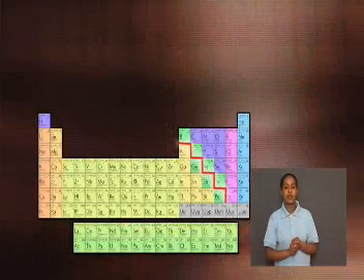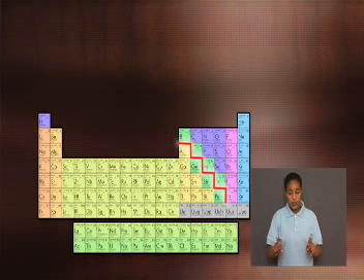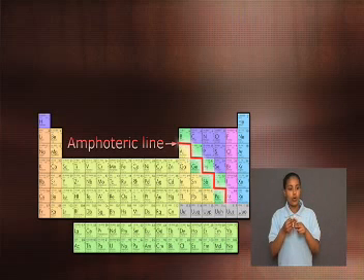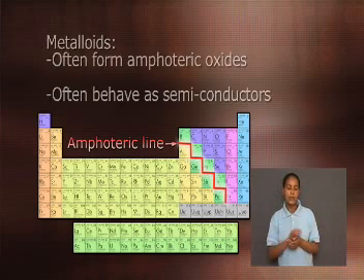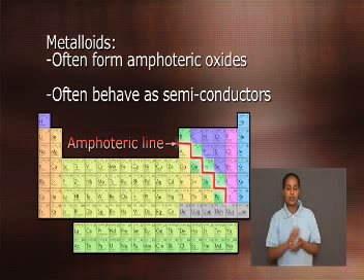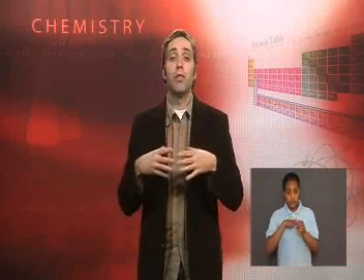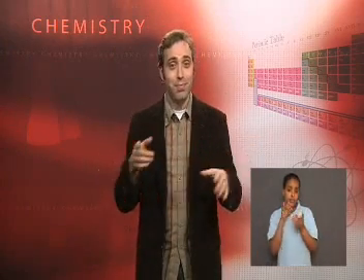The line that separates metalloids from non-metals on the periodic table is called the amphoteric line. You can remember this because metalloids often form amphoteric oxides. They also often behave as semiconductors. We just went over some long definitions for the classification of elements. If you answered some or all of that correctly, great job.